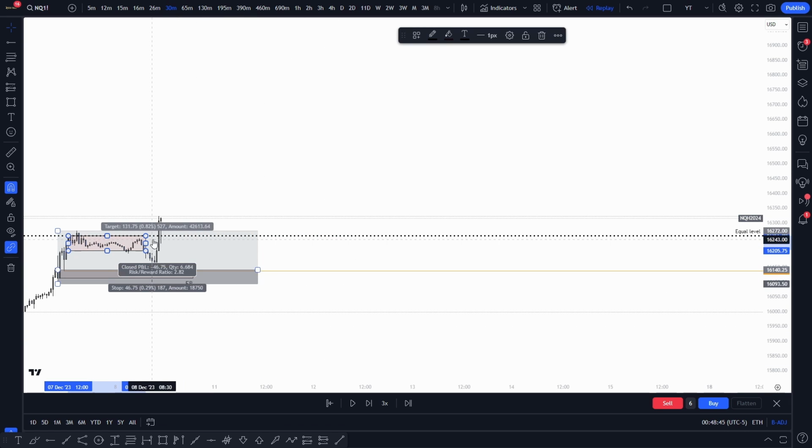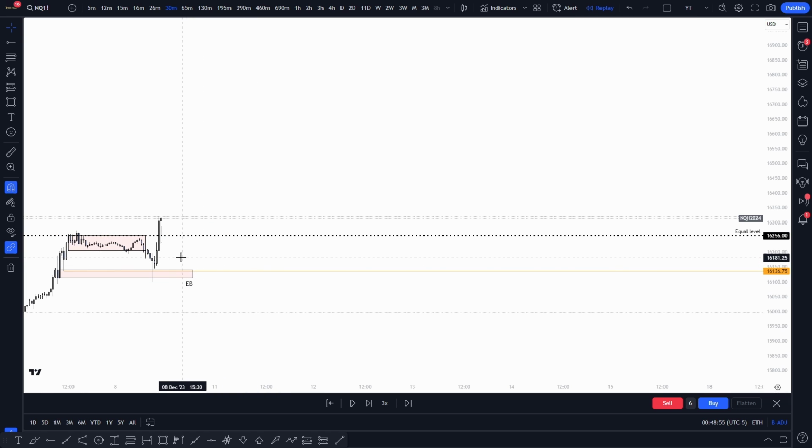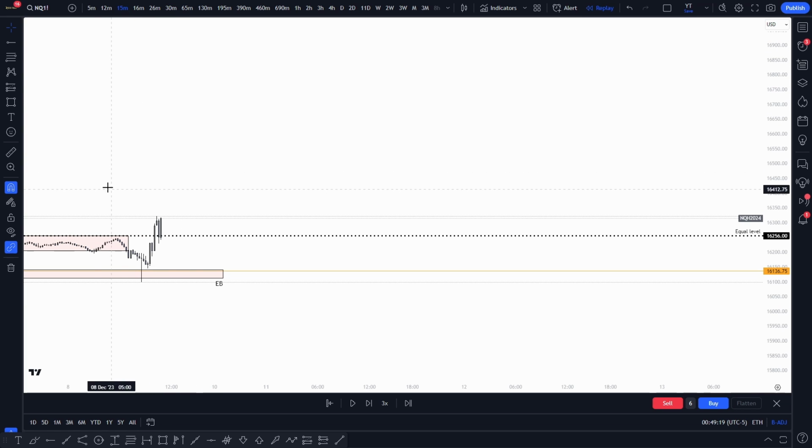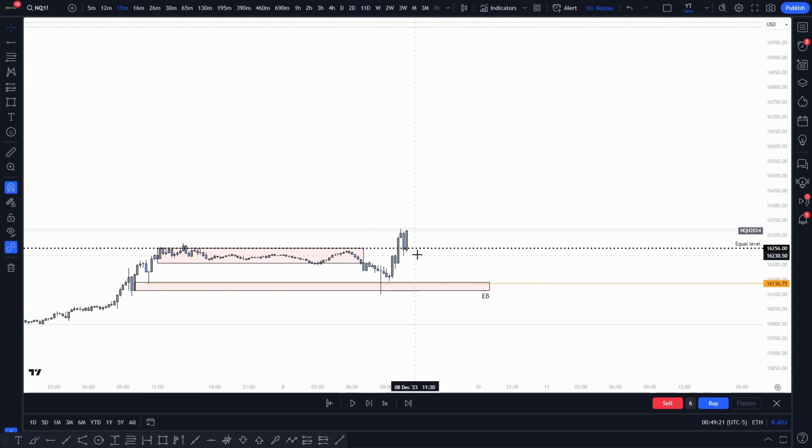Okay, perfect. So notice how we push back into this range again. Now, let's say you missed this entry. Chances are we can find another entry and just look to seek even higher time frame drawn liquidity. Now, let's go look at a lower time frame here. Okay, what can we see? 15-minute equilibrium block, right? Bingo.